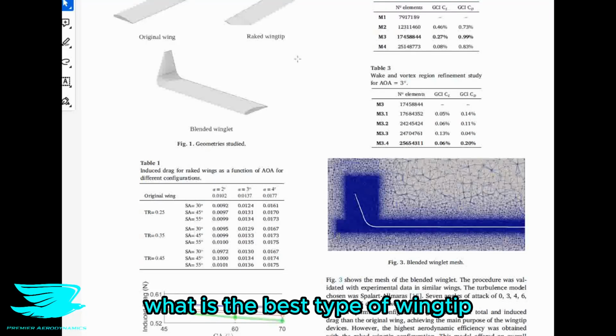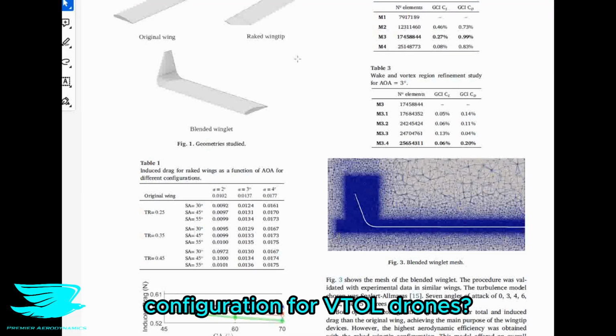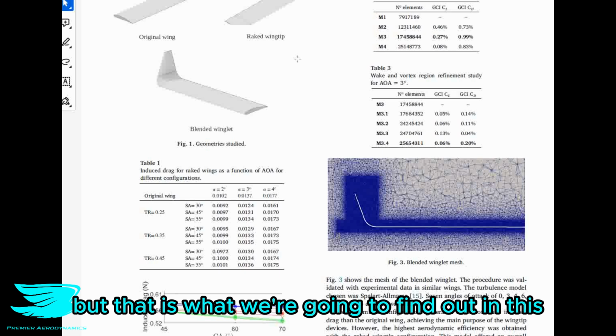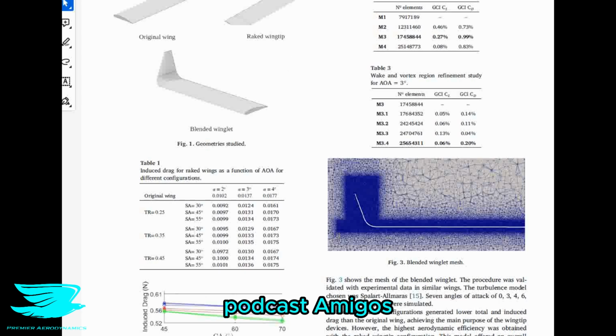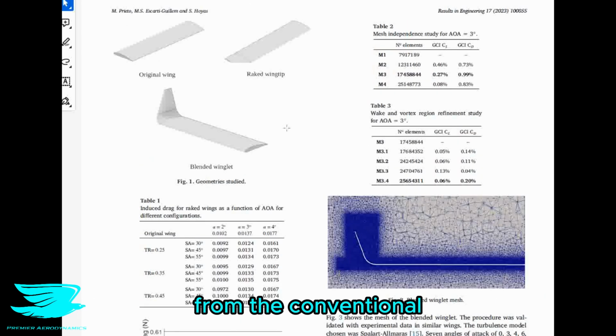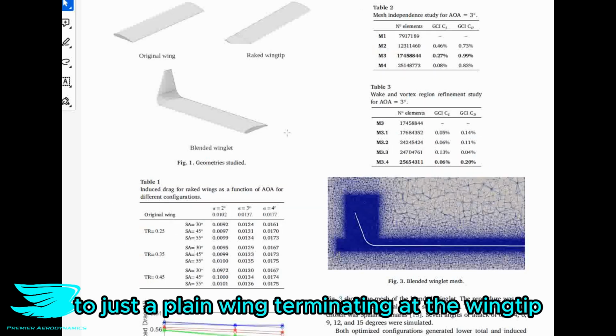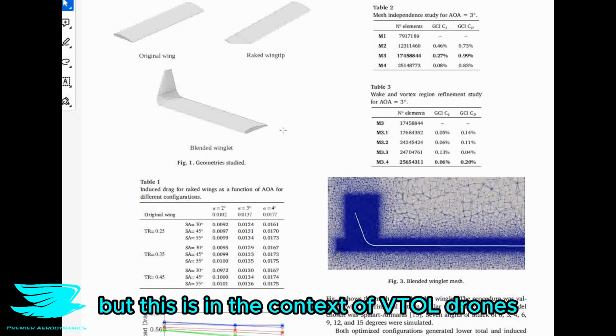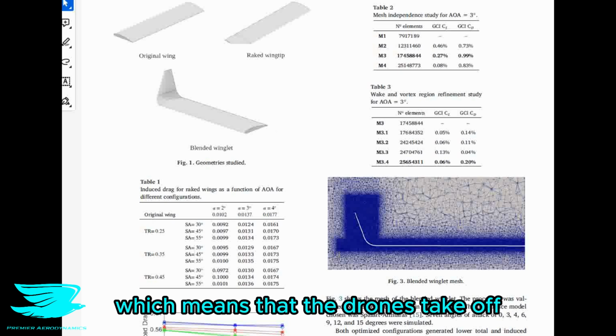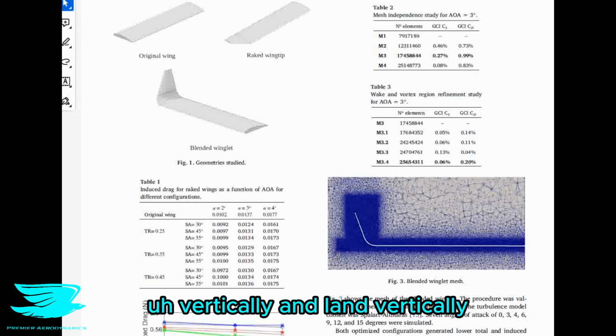What is the best type of wingtip configuration for VTOL drones? I don't know, but that is what we're going to find out in this podcast, amigos. We're going to look at a bunch of different wingtips, from the conventional winglet wingtip to raked to just a plain wing terminating at the wingtip. But this is in the context of VTOL drones, which means that the drones take off vertically and land vertically.